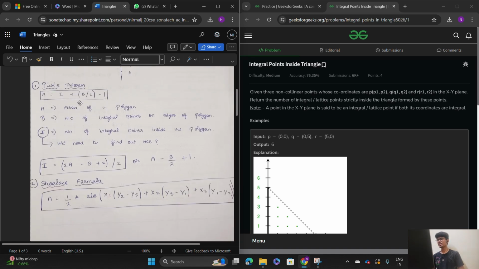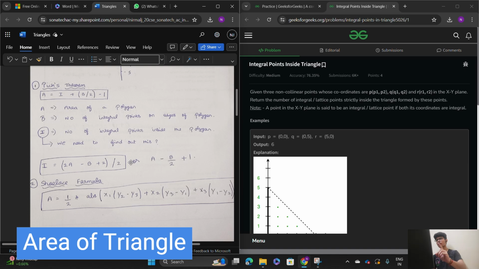For calculating I, I'm going to keep I on the left hand side and move the rest of the things to the right hand side, so it will be like this: (2A minus B plus 2) by 2, or A minus B by 2 plus 1. When you divide by 2, the 2 gets cancelled and B by 2 stays as such, and then 2 by 2 will be 1. So I have written it as A minus B by 2 plus 1. That's it. After this, I got the integral formula. No problem. What will be my area formula? We know the area of a triangle is half of base into height.